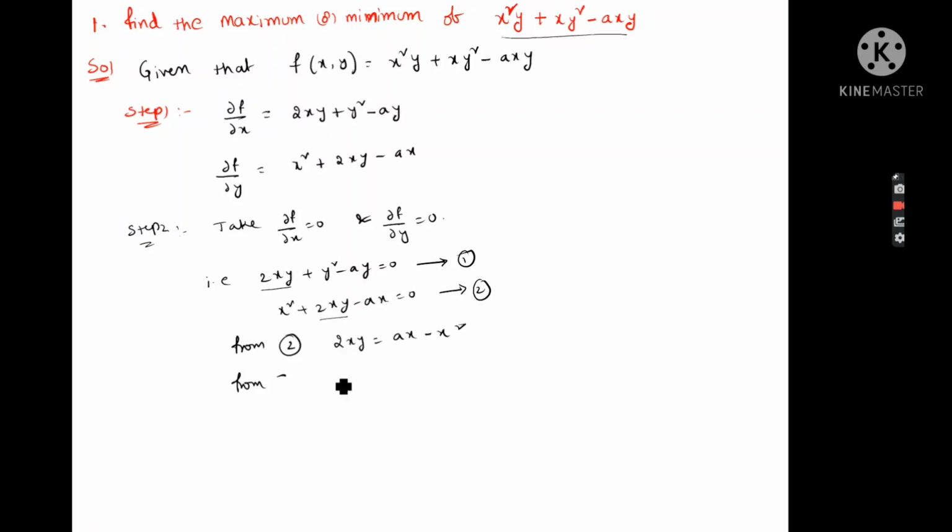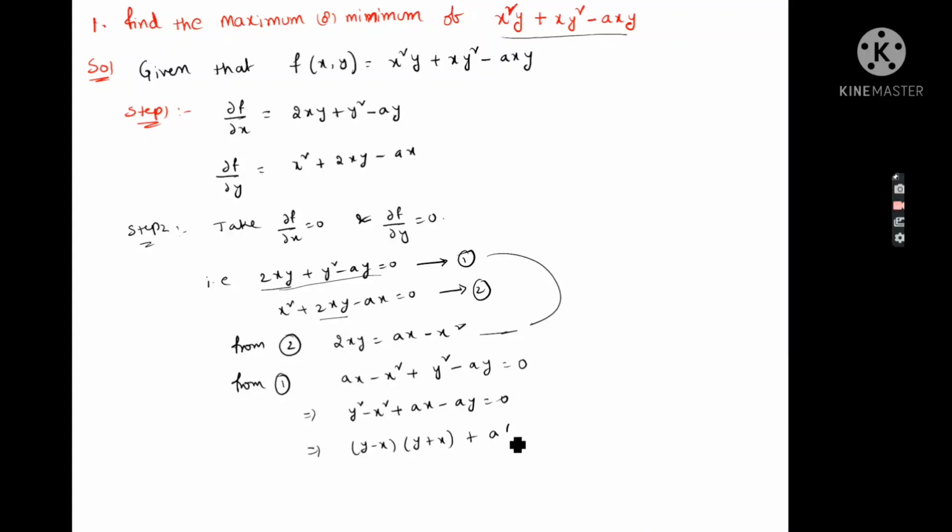From 1, what is 2xy? ax minus x square plus y square. See, from 1, I am substituting this value in equation number 1. So 2xy means ax minus x square plus y square minus ay equals 0. This implies y square minus x square plus ax minus ay equals 0. y square minus x square I can write as (y minus x) into (y plus x), plus ax minus ay. From this you can take a out. Then we get a into (x minus y) equals 0.